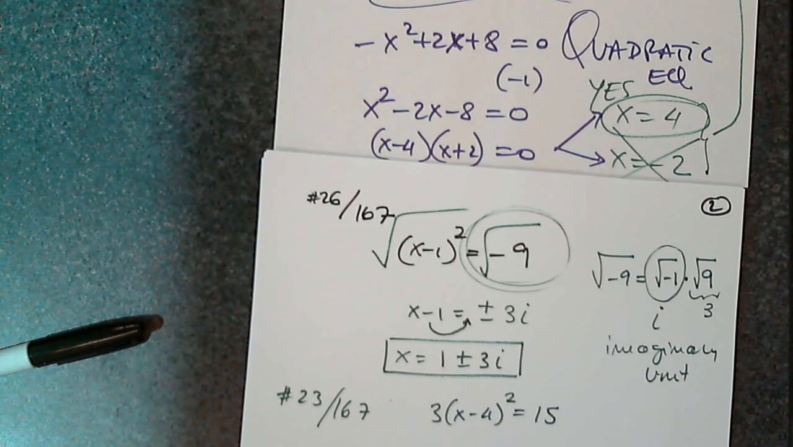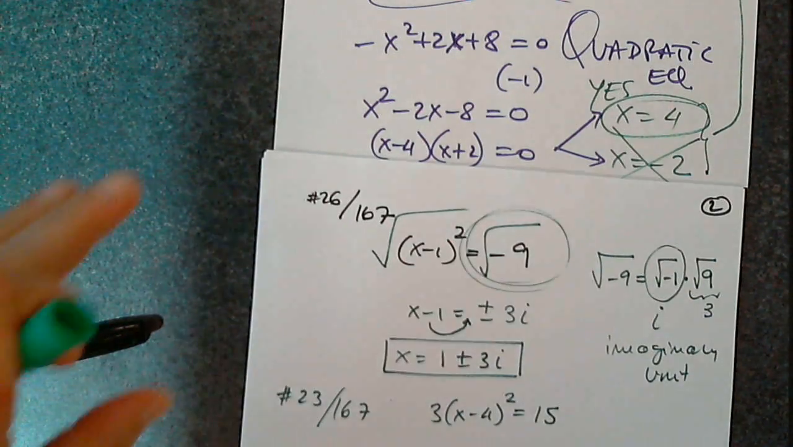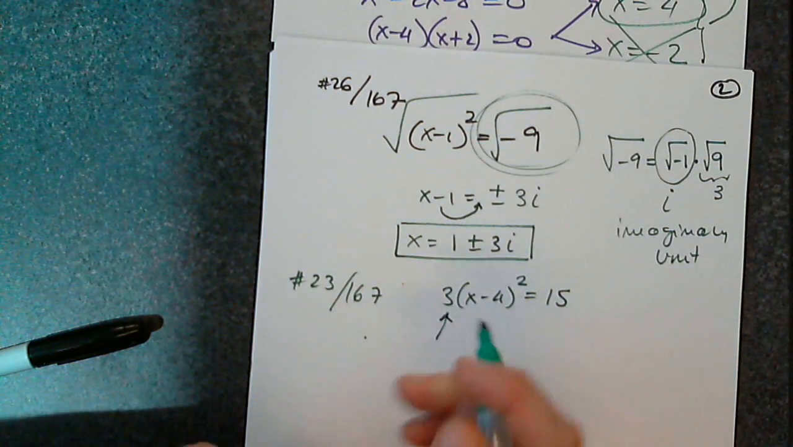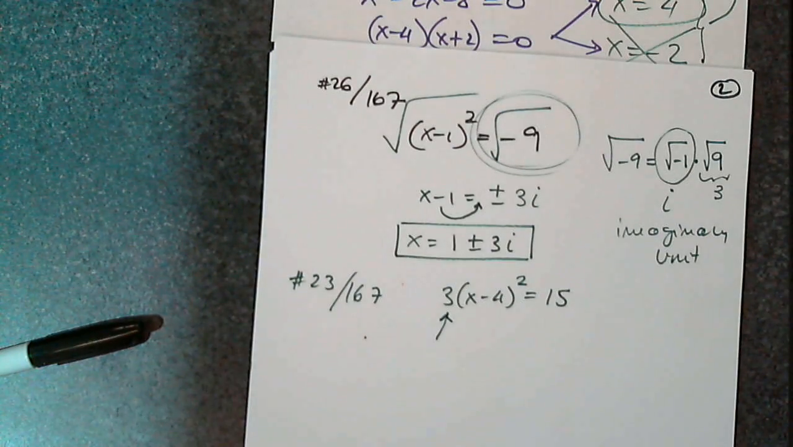So now, look at this one. Can I apply taking square roots? You should say yes, but there is an additional step that you have to perform. What is the additional step that I have to perform? I have to divide both sides by 3. I have to clear the 3 from there.